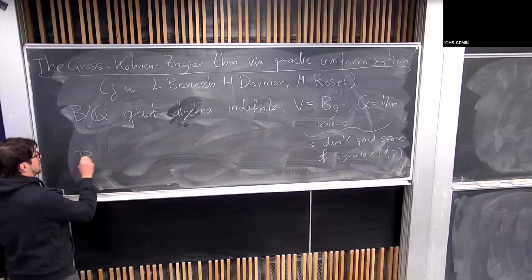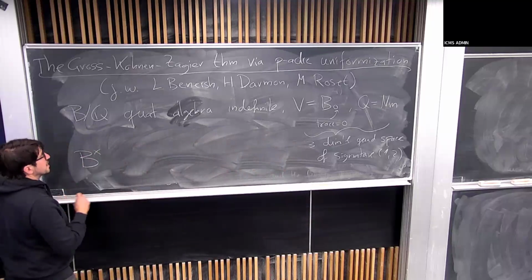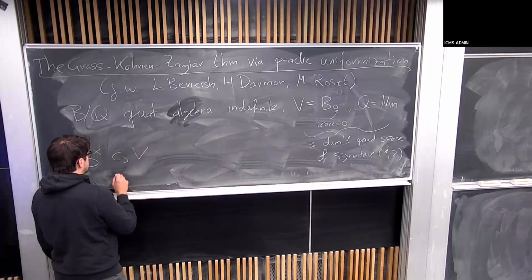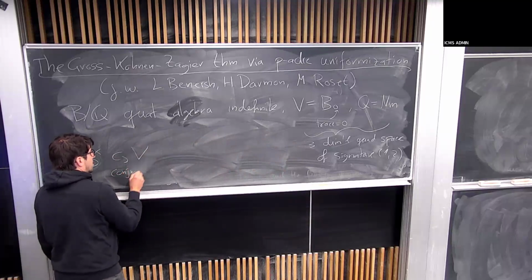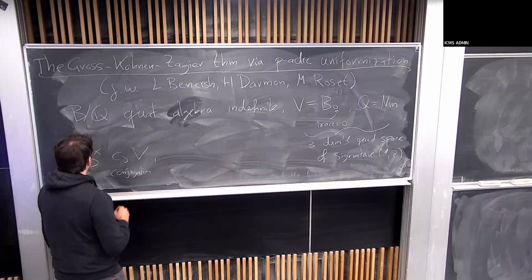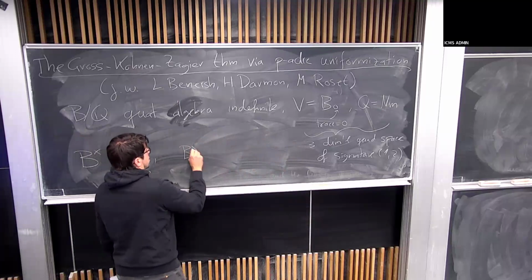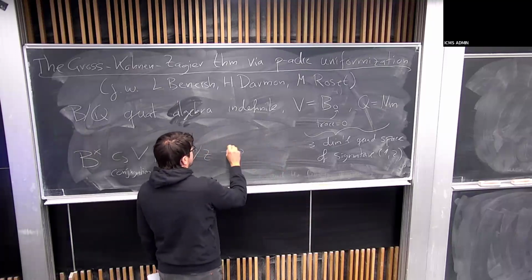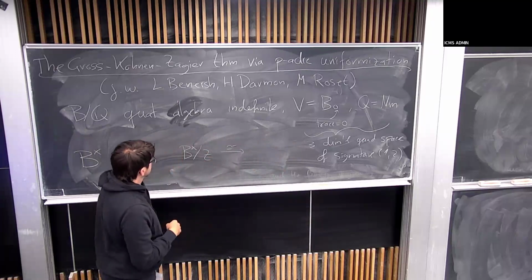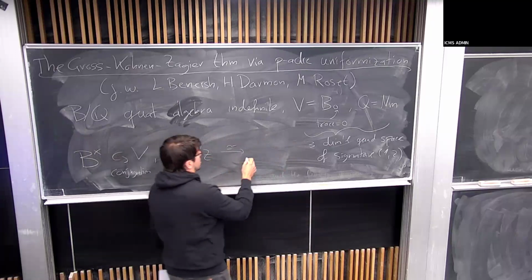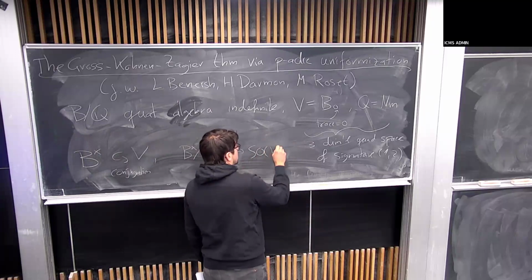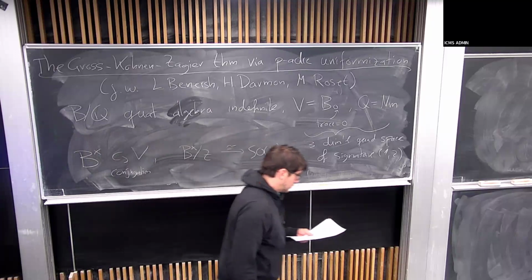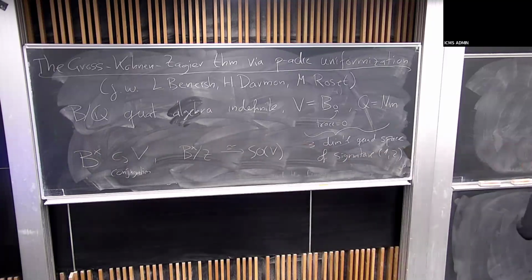And so the units of B act on V via conjugation, and the center acts trivially. So this gives me an isomorphism between B cross, the units in B, modulo center, and the special orthogonal group of this space V. Okay.